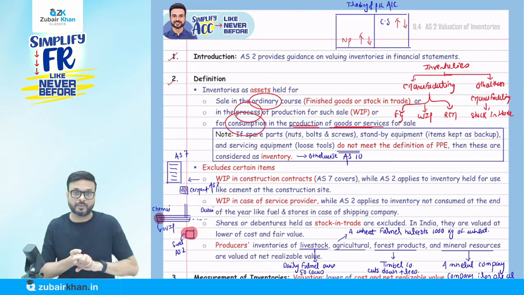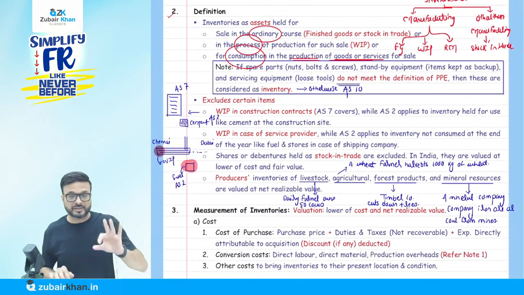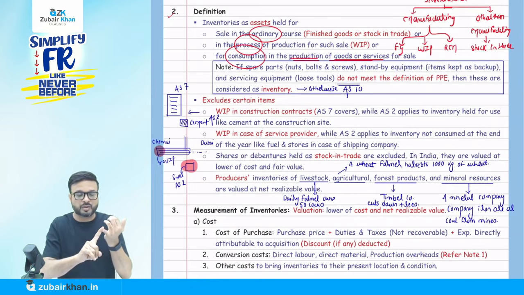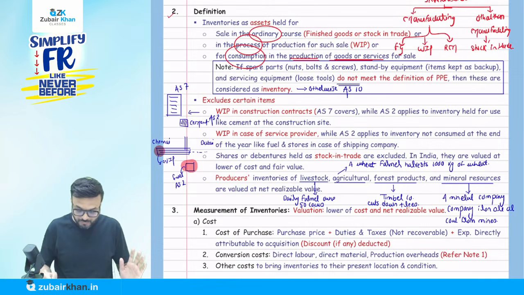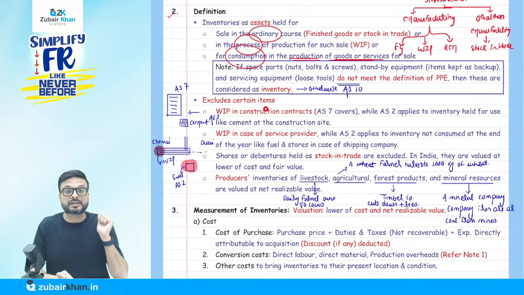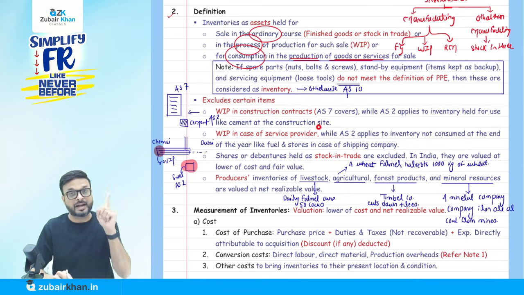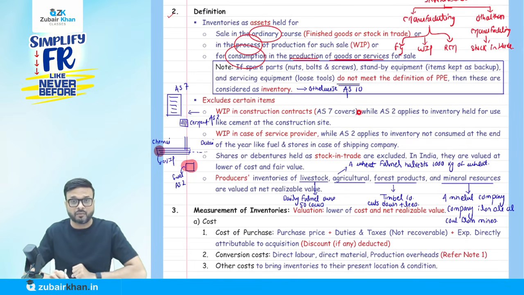Okay. Now, under the definition we have discussed, three things are going to come: finished goods or stock in trade, WIP and the raw material. Okay. Now, there are certain things which exclude certain items. What? First, WIP in construction contract, which is covered by accounting standard 7, while AS 2 applies to inventory held for use, like cement at the construction site.